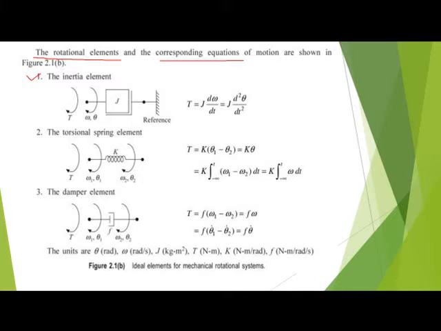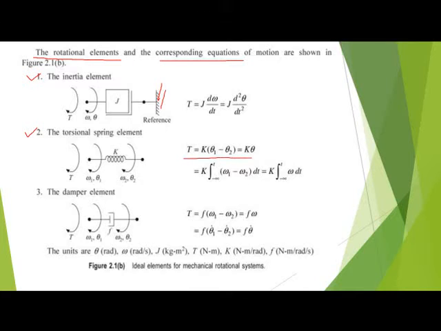Then you write the equation of motion: T equals J into d omega by dt, that is equal to J into d square theta by dt square. Similarly, the torsional spring element has two clockwise directions, one end is theta 2, the other end is theta 1. Omega 1 and omega 2 are angular velocities, with external torque T. This equation we can write as T equals K times (theta 1 minus theta 2), that is equal to K theta.